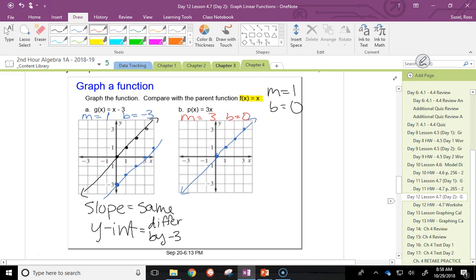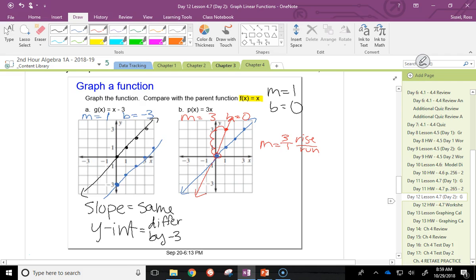0, 0. I heard a 3. Who said it's 3 or is it 0, 0? 0, 0. And then what do we do? Our m is 3. Then you go up 3 over 1. Because remember, our m is like 3 over 1. So we're rising 3, and we're running 1. Up 3. 1, 2, 3 over 1. Right? So it's a super steep line.